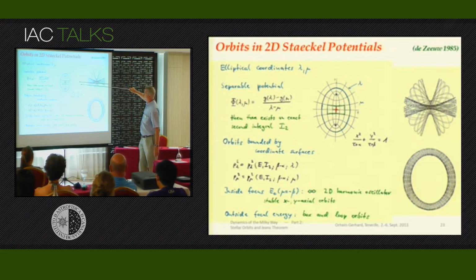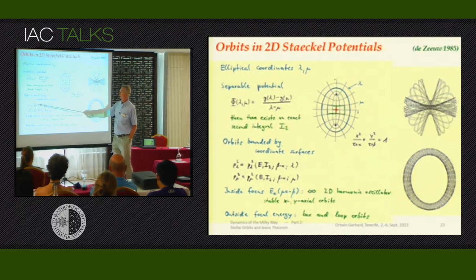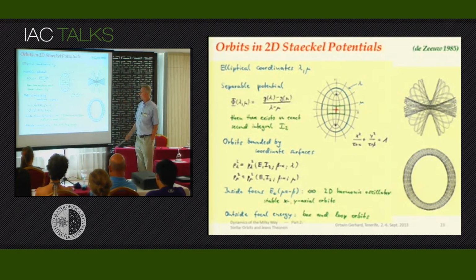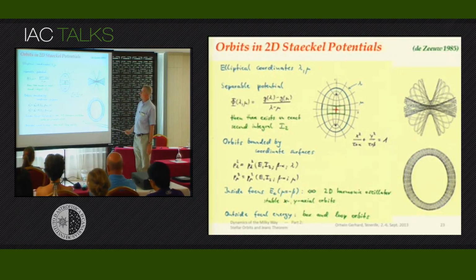And then finally, you have orbits that can go all the way around, so they have no limit in this mu coordinate, but they are confined between lambda surfaces. That's what's called the loop orbits, and they have this typical shape. They're a bit like circular or perturbed circular orbits in a spherical potential, except they're elongated in the direction perpendicular to the principal axis of the potential, which is this way.